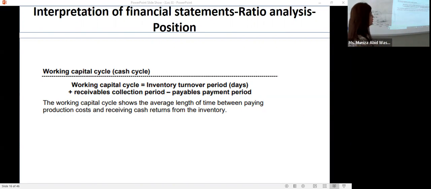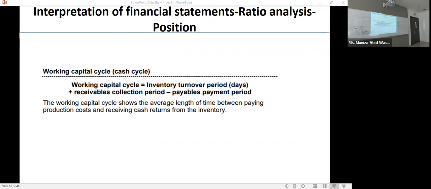The working capital cycle shows the average length of time between paying the production cost and receiving the cash returns from the inventory. If the working capital cycle is becoming longer and longer, it is not favorable, because the company's cash is stuck for a larger amount of time. It is not good for the company. It is again going to deteriorate the position of the company. In order to calculate the working capital cycle, you have to use three ratios: inventory turnover period, receivables collection period, and payables payment period. So you have to be clear about the formula of all these three.